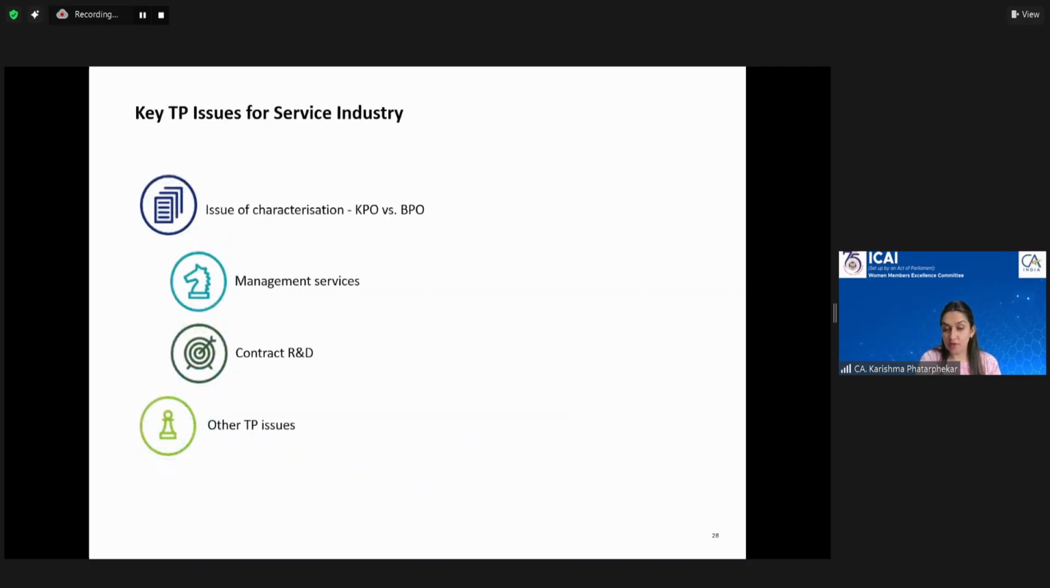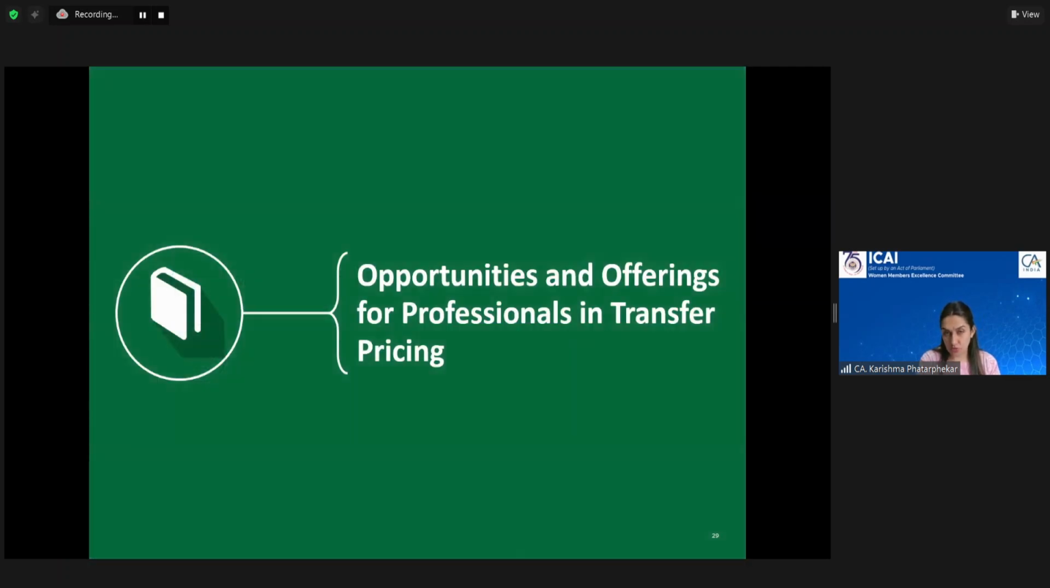And for service provider, it is more about characterization. Are you providing low-end service? Are you providing a high-end service like a KPO? If you're providing management services, are you really getting the benefit of paying for these management services? Or you're just paying a management fee or intra-group service fee just for repatriating your profits? Have you really received the service? Is there a benefit? Is there a need? So all these questions are being asked. So these are the broad controversial issues.